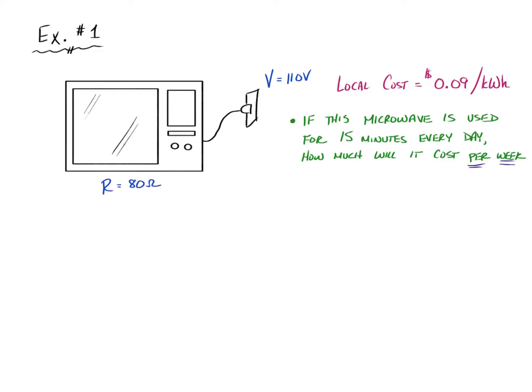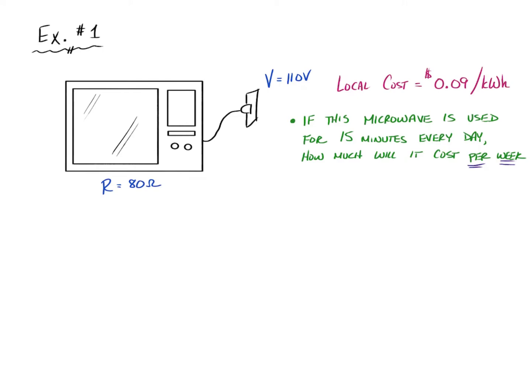In example one, let's say we have a microwave here and it has an internal resistance of 80 ohms and it's plugged into a 110-volt wall outlet. We're told that the local cost from the power company in the community is 9 cents per kilowatt hour. So we're asked, if this microwave is used for 15 minutes every day, how much will it cost us per week?